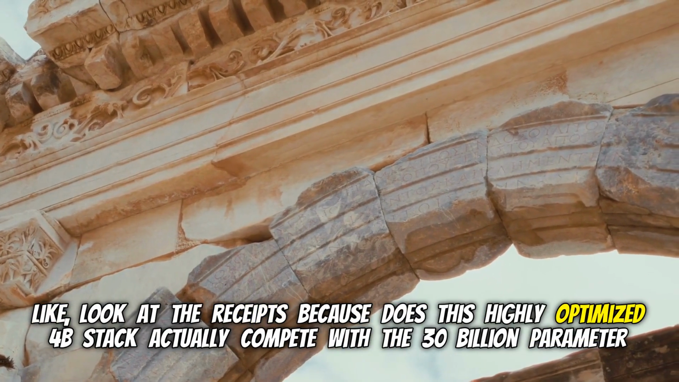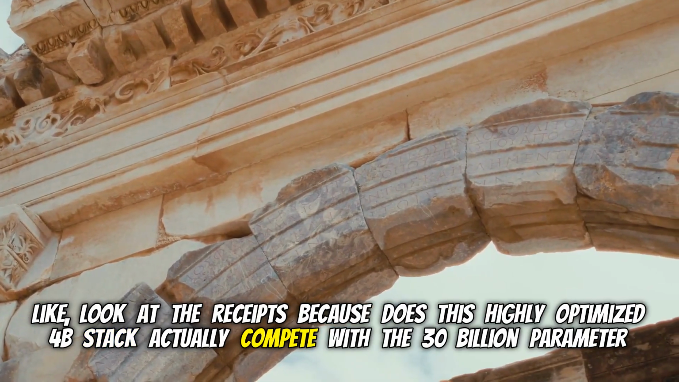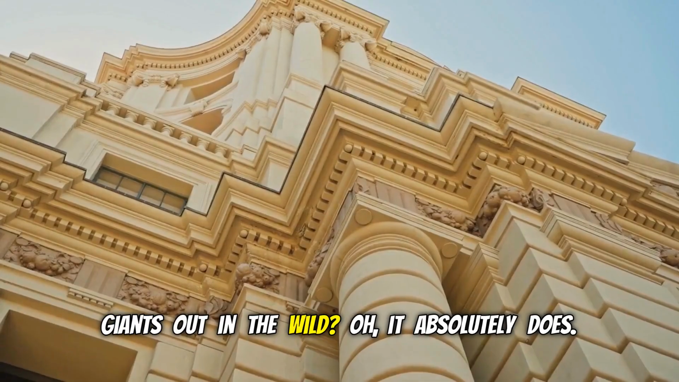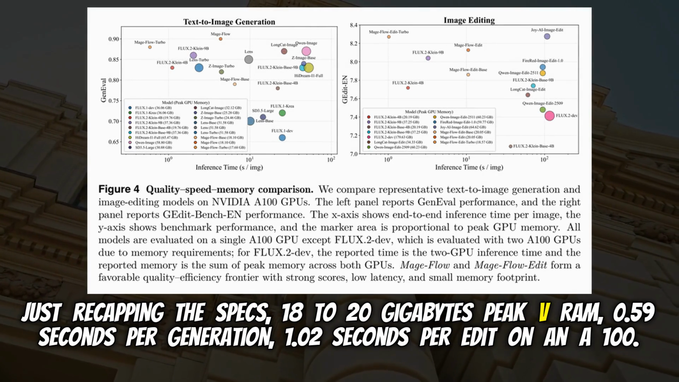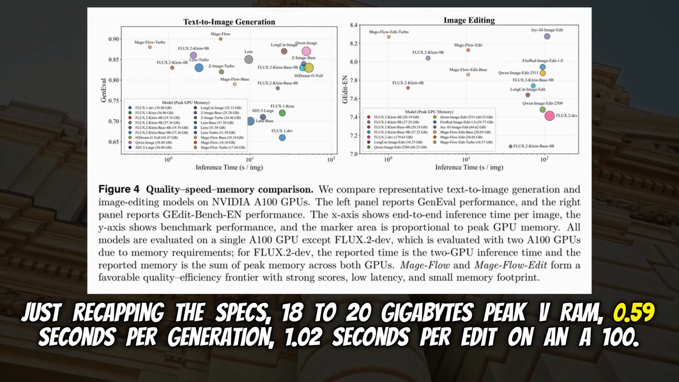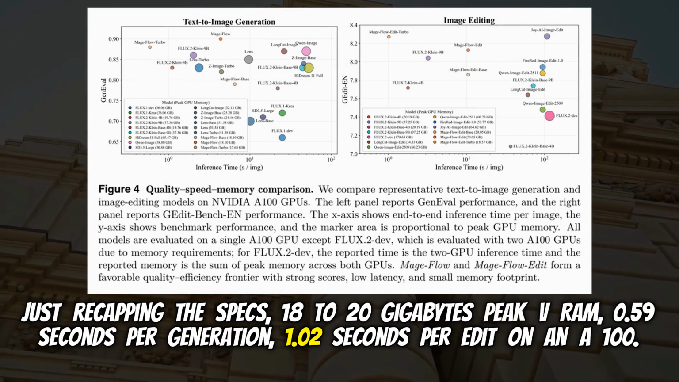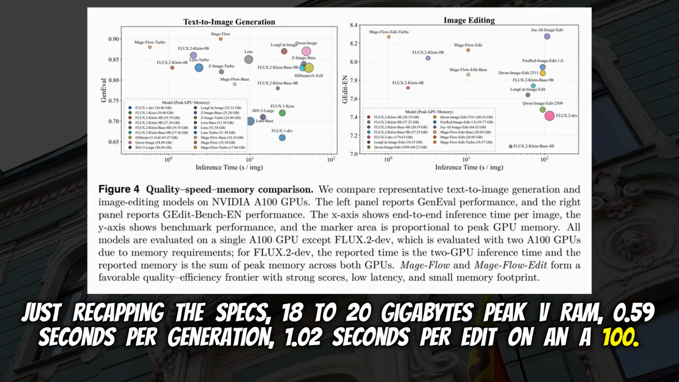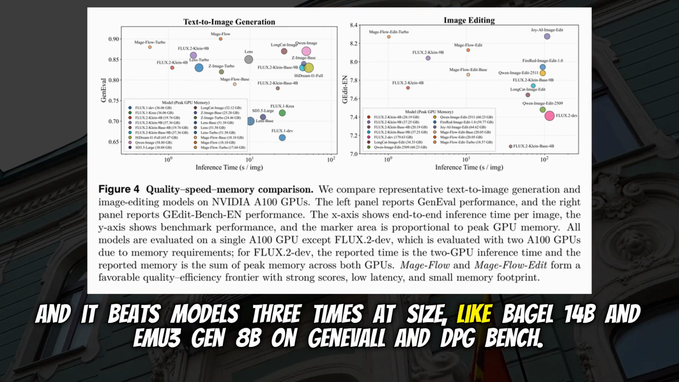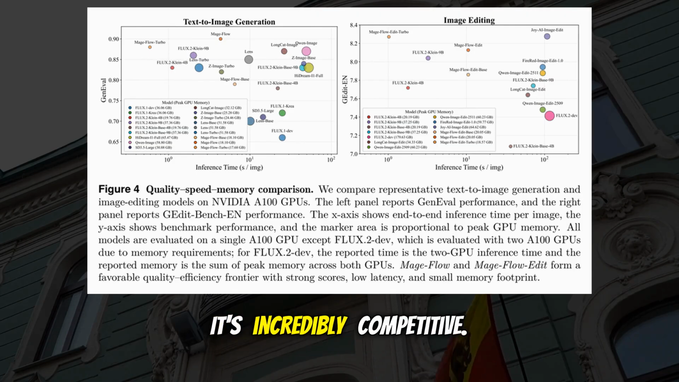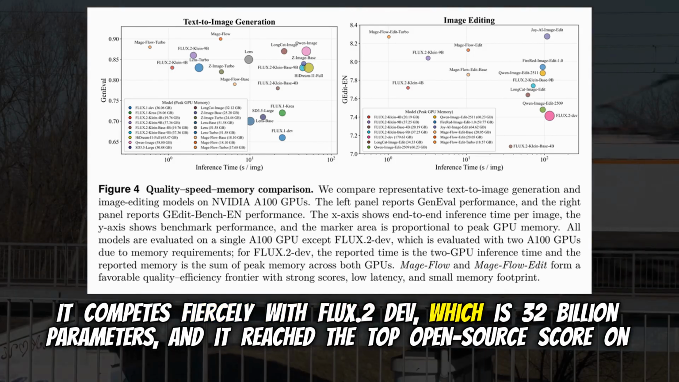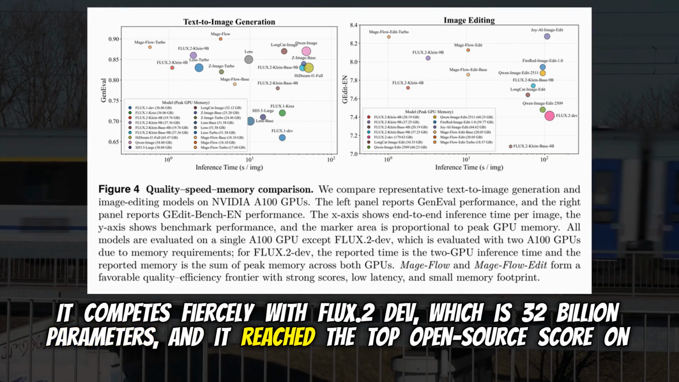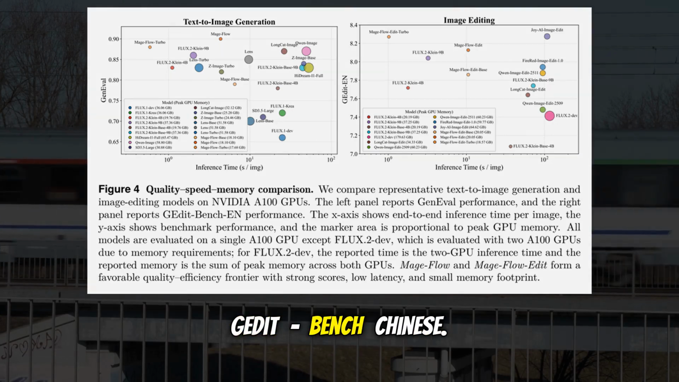Because does this highly optimized 4B stack actually compete with the 30 billion parameter giants out in the wild? Oh, it absolutely does. Just recapping the specs: 18 to 20 gigabytes peak VRAM, 0.59 seconds per generation, 1.02 seconds per edit on an A100, and it beats models 3 times its size, like Bagel 14B and Emu3 Gen 8B on GenEval and DPG Bench. It's incredibly competitive. It competes fiercely with FLUX.2 Dev, which is 32 billion parameters, and it reached the top open source score on GetItBench Chinese.